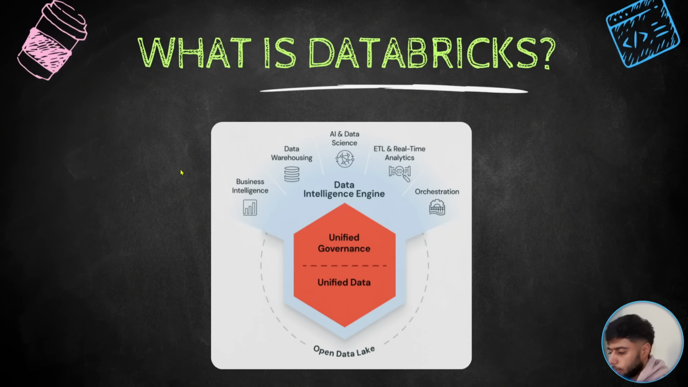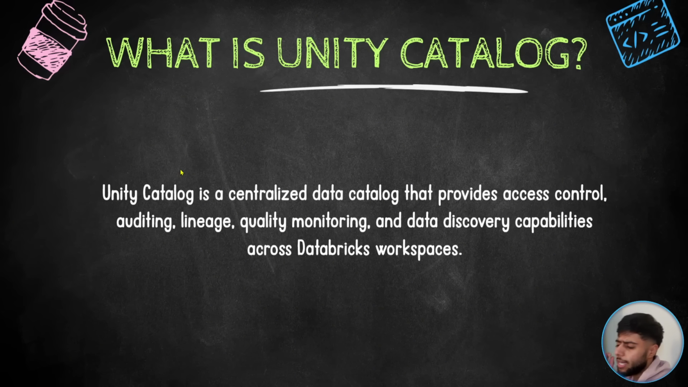data analysts, ML engineers, data scientists, data warehousing developers, everyone is using Databricks. Makes sense? Okay. Now we need to talk about what Unity Catalog is and where it fits in the Databricks architecture. Where does it reside?